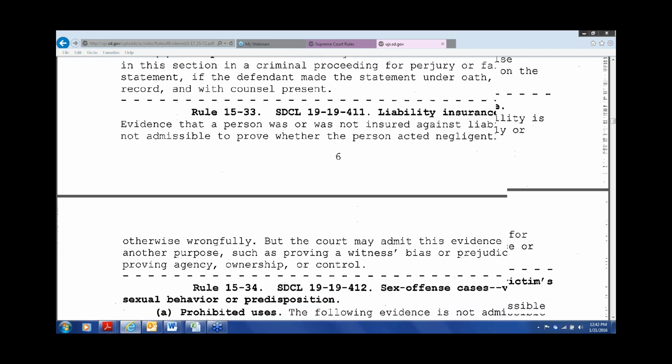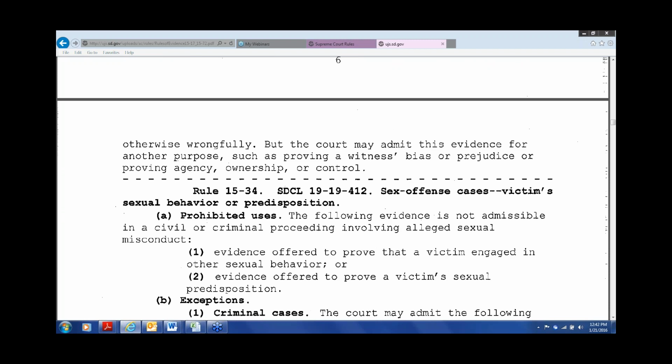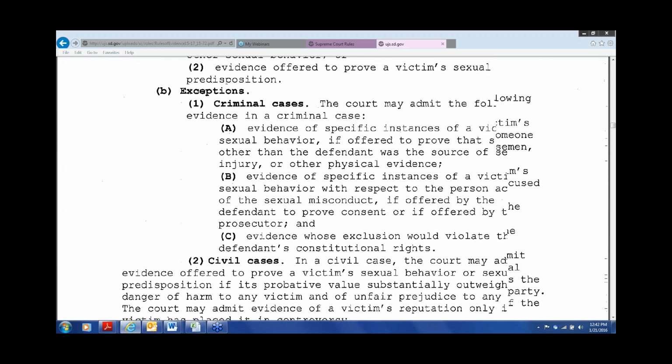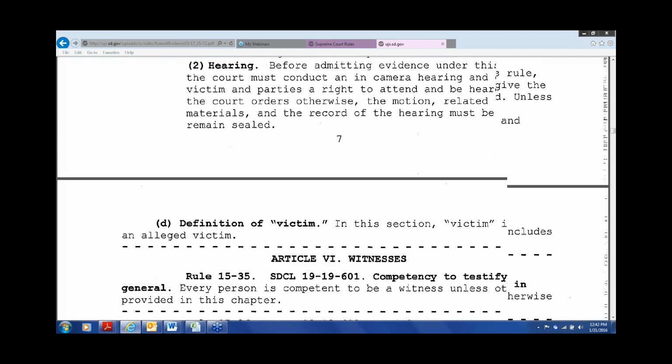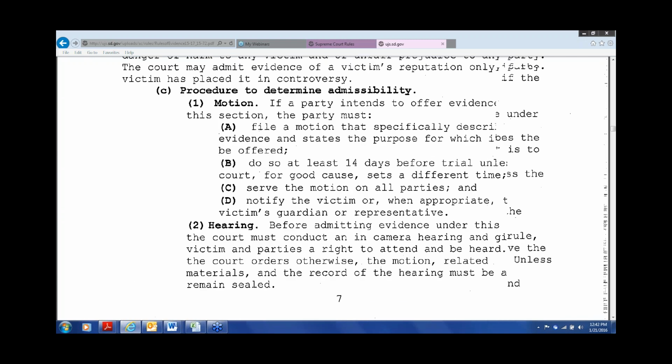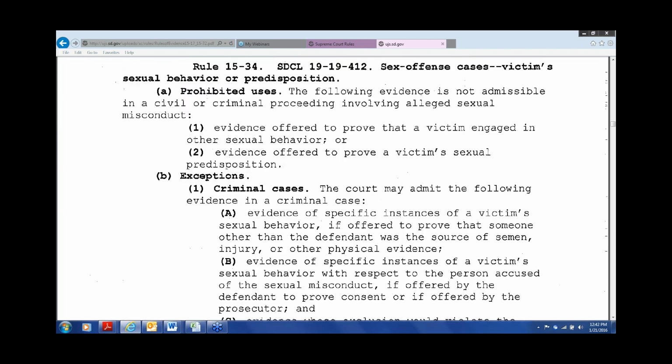Continuing on Article 4, the federal code has Rules 413, 414, and 415. Those rules allow the use of evidence of similar crimes in sexual assault cases, similar crimes in child molestation cases, and similar acts in civil cases involving sexual assault or child molestation. So those rules are 413, 414, and 415. And as I said, basically that allows the defendant's prior conduct, prior specific acts, to be brought in molestation or sexual assault cases. Our court considered adopting those rules a few years ago and chose not to. The South Dakota legislature considered adopting those rules a few years ago and chose not to.